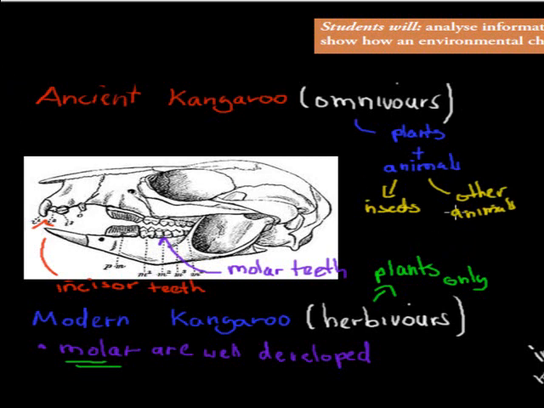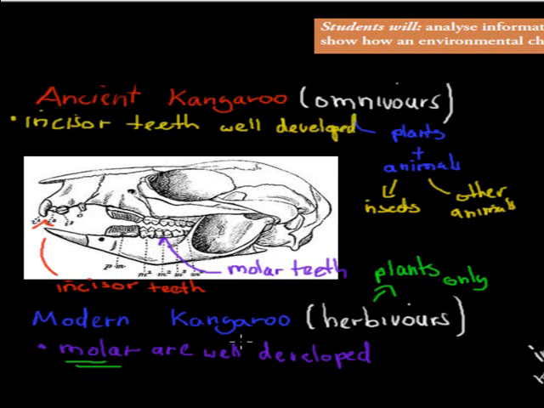So because they had to eat insects and animals quite a bit, they had to have better incisor teeth. So these incisor teeth here, the front ones, these were well developed in ancient kangaroos, which lived about 25 million years ago. And that allowed them to eat food better, especially food that they had to eat, which was some plants, but mostly small animals and insects as well.